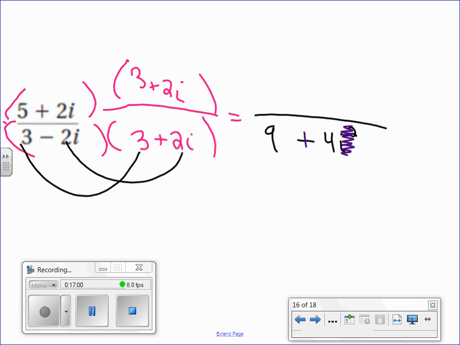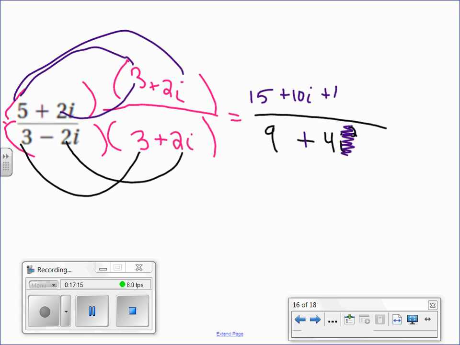We have to do the whole FOIL. Since these two are not conjugates of one another, we must do the whole FOIL. 5 times 3 is 15. 5 times 2i is 10i. 2i and 3 is 6i. And 2i times 2i is 4i squared. What are we doing with that i squared? Scribbling it out, making it a negative 1. So that's actually going to be a negative 4 when we go to combine our like terms.